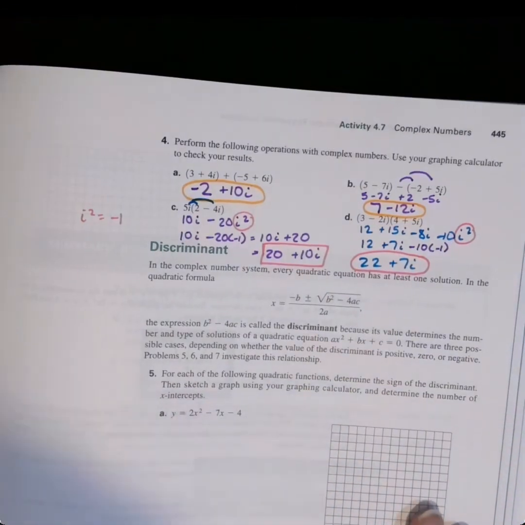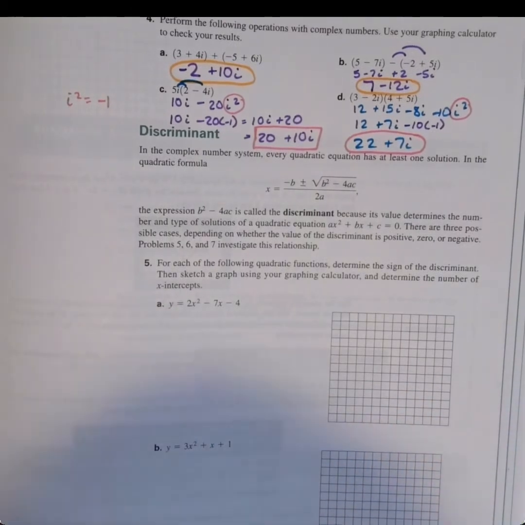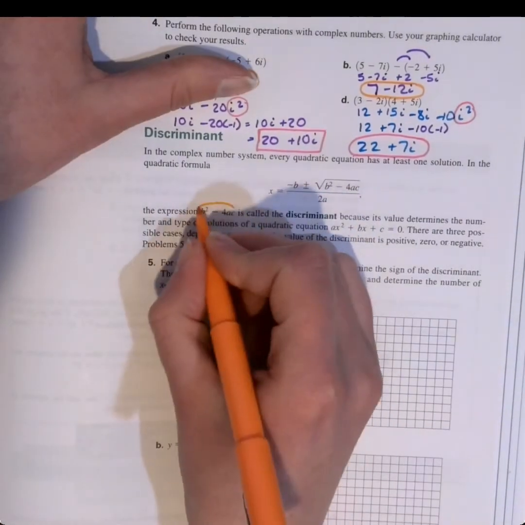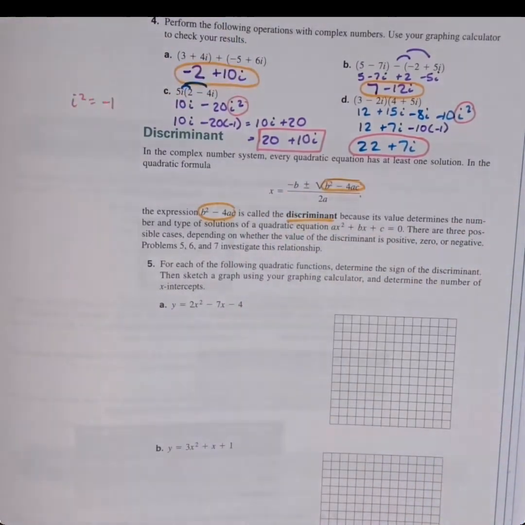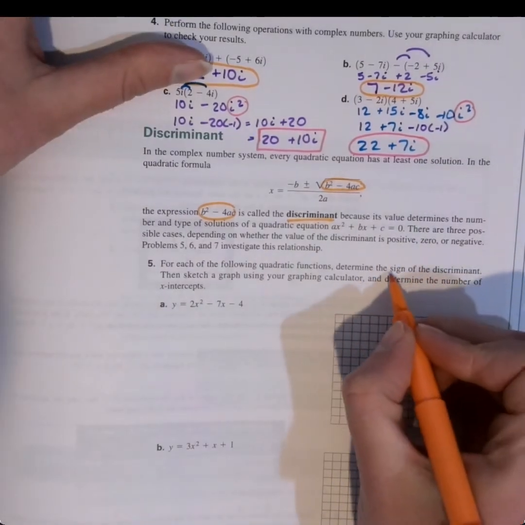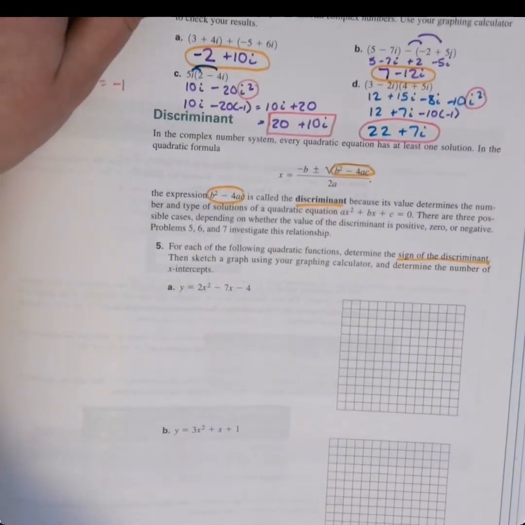Okay, our next topic in this section is talking about the discriminant. The discriminant is the name for the stuff that is inside the radical. Not the radical itself, but just the stuff inside the radical in the quadratic formula. So it's the b squared minus 4ac piece. So we're going to look at these quadratic functions and determine just the sign of the discriminant. So I don't need anything else, just the discriminant, not the rest of the quadratic formula for these.